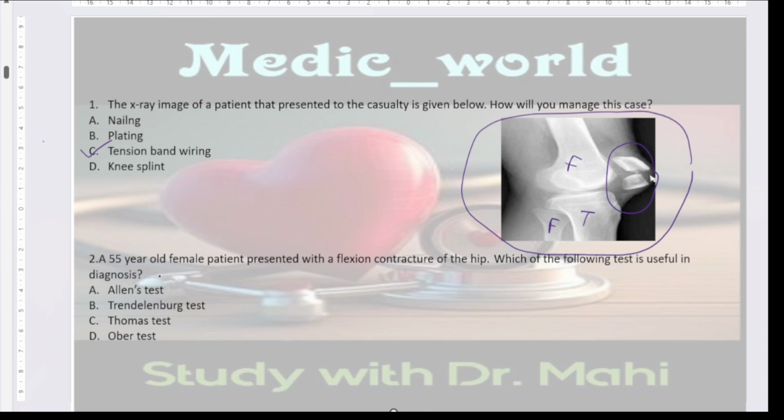Let's move towards the other question. A 55-year-old female patient presented with a flexion contracture of the hip. Which of the following tests is useful in the diagnosis? We all know to diagnose the flexion contracture of the hip, the test which is useful is the Thomas test. So the answer to this question is option C, that is Thomas test.